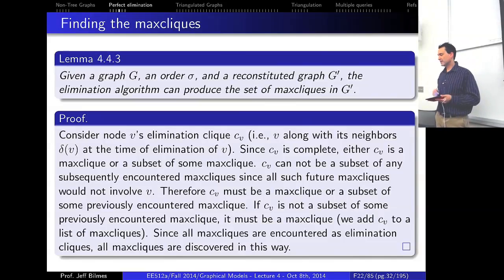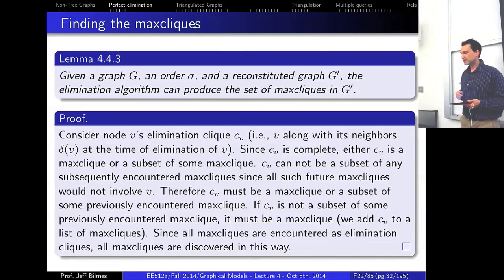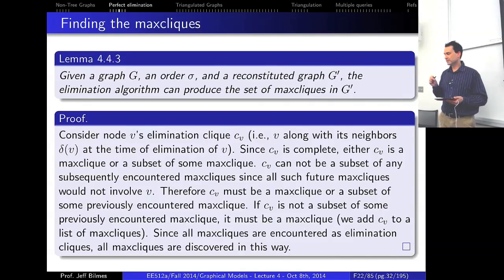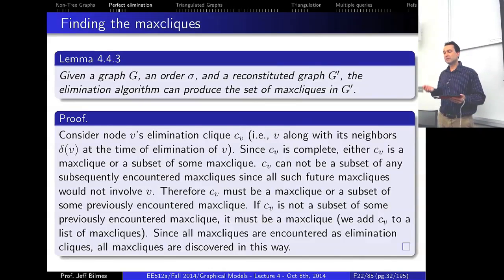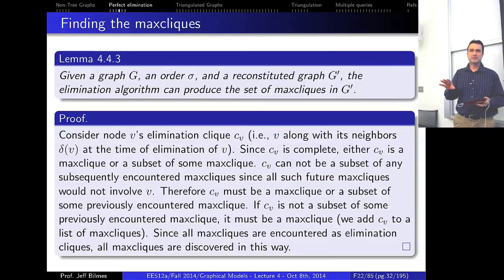So here's the theorem that we want to prove next. If we've got a graph, G, and an ordering sigma, and a reconstituted graph G prime, then it's actually fairly easy to get the set of max cliques in G prime from the elimination order. And here's basically how we do it. Here's the theorem. Should I talk it or should I do it on the slides? Let me just talk it first.